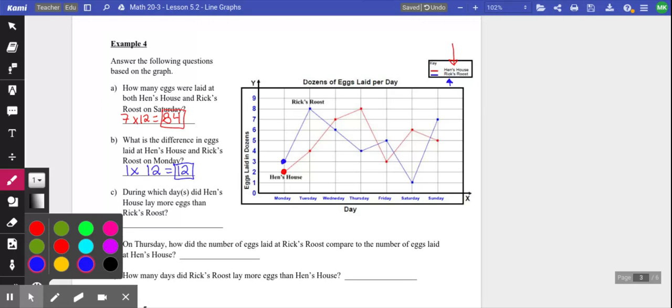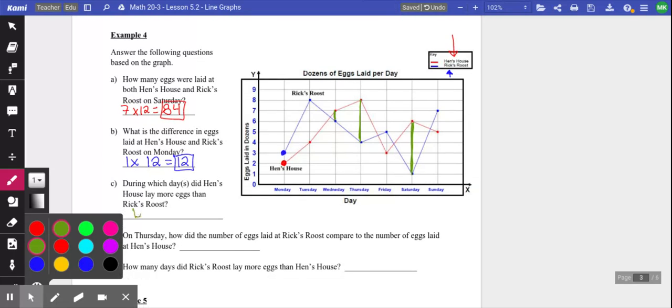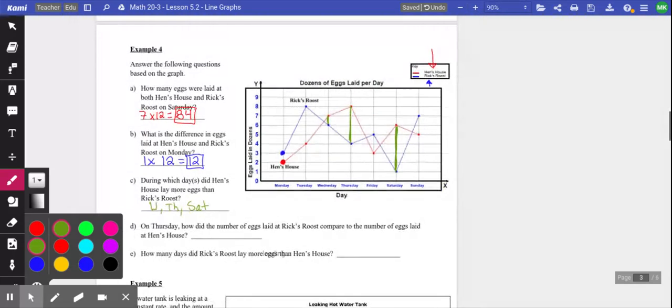Part C, which days did Hen's house lay more eggs than Rick's? So we're looking for when Hen's line is above Rick's line. So for instance, right here, Hen's house is above Rick's house. Right here, Hen's house is above Rick's house. And right here, Hen's house is above Rick's house. So which days of the week? That'd be Wednesday, Thursday, and Saturday.